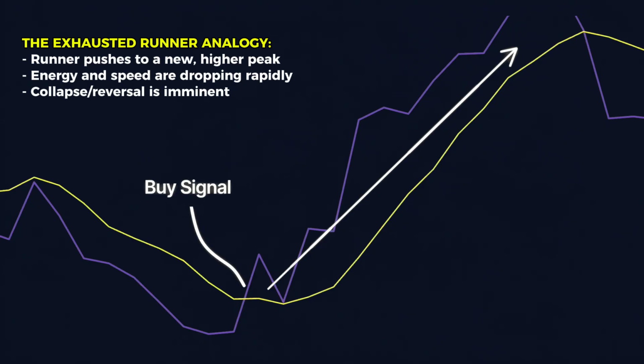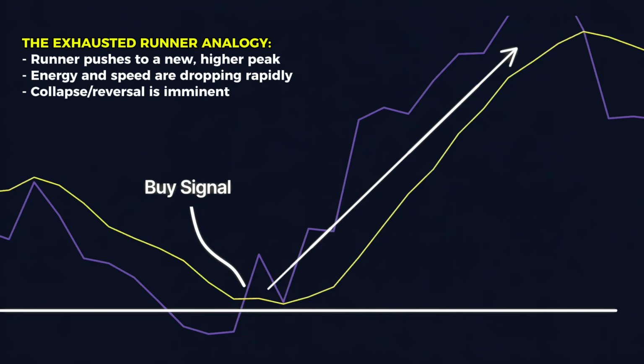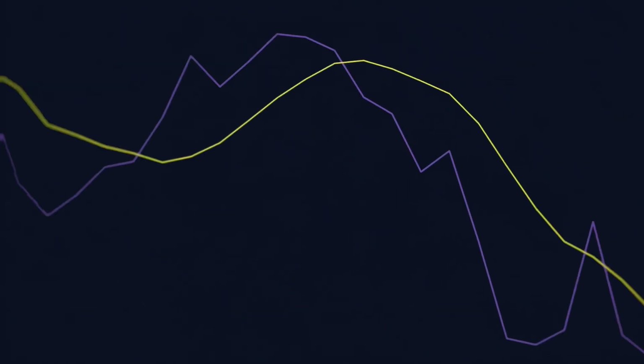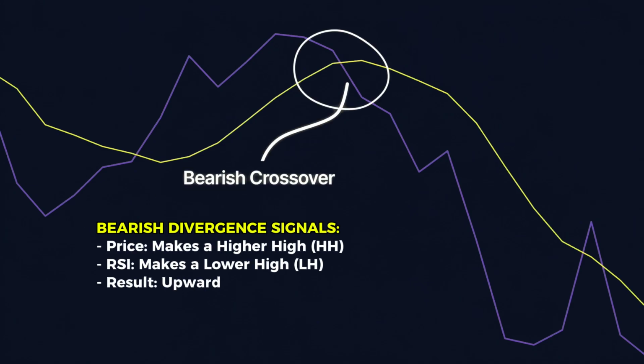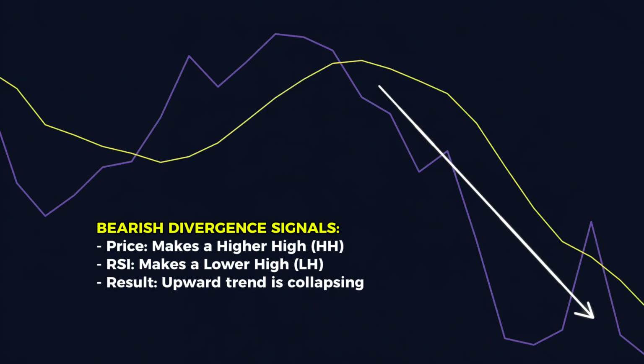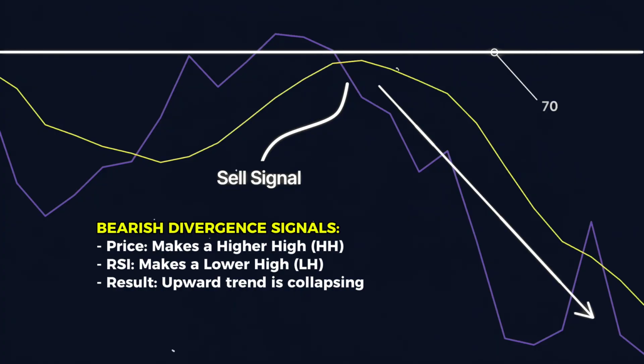Think of this like an exhausted runner. Imagine a runner is climbing up a steep hill. They make it to a new peak, but their heart rate is extremely high, and they are running out of oxygen. They try to push further to make a slightly higher peak, but they are moving much slower now because they have no energy left. Even though they are technically higher on the hill, their speed has dropped significantly, indicating they are about to collapse.